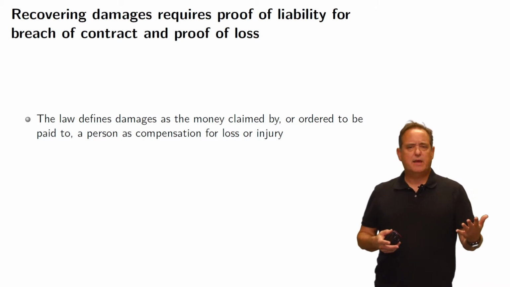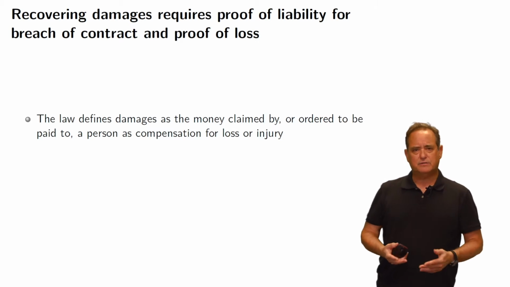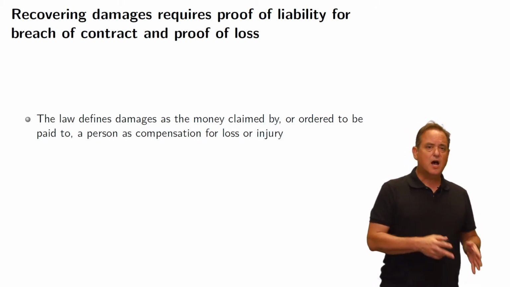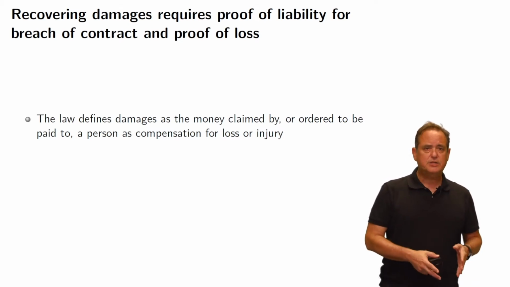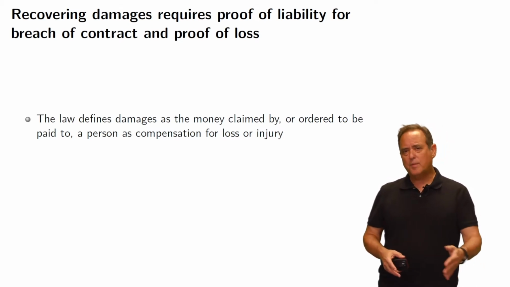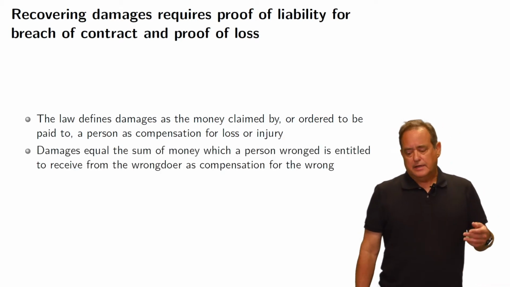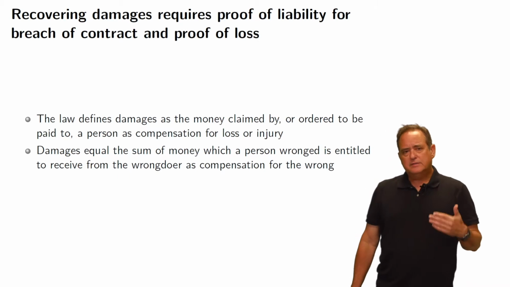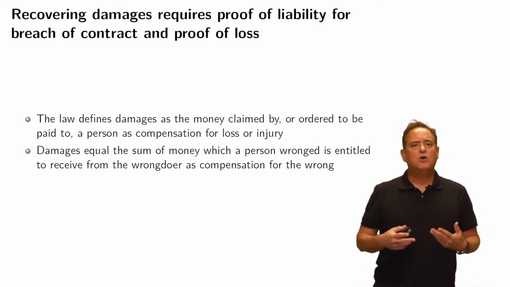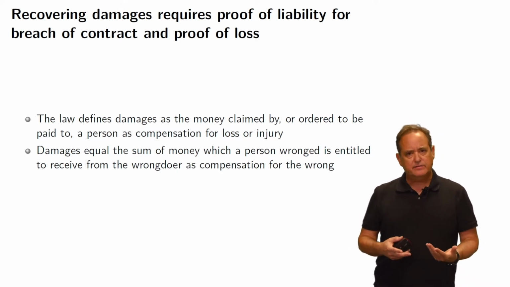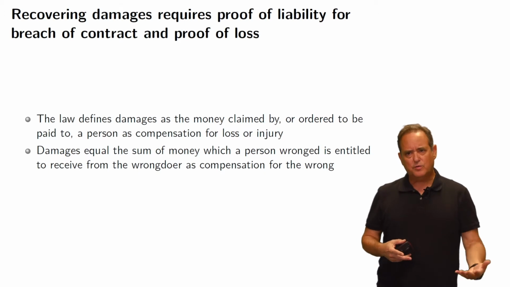The law defines damages as the money claimed by a person as compensation. Damages are meant to compensate the aggrieved party, the non-breaching party, for the harm caused by the breach. And in general, damages equal the sum of money that a wronged person is entitled to receive from the wrongdoer as compensation for the wrong.